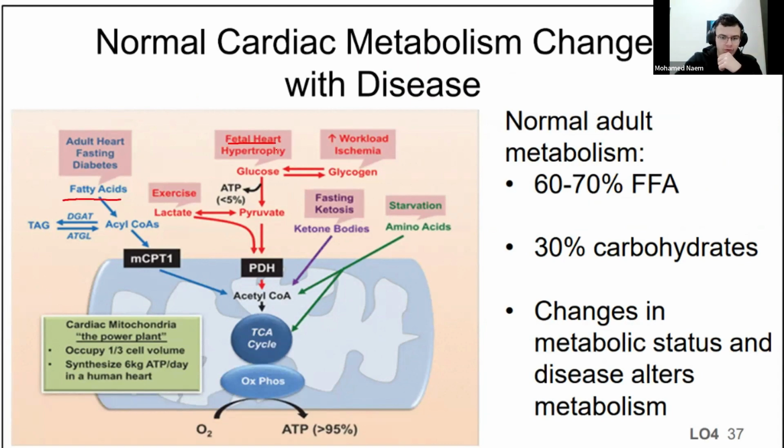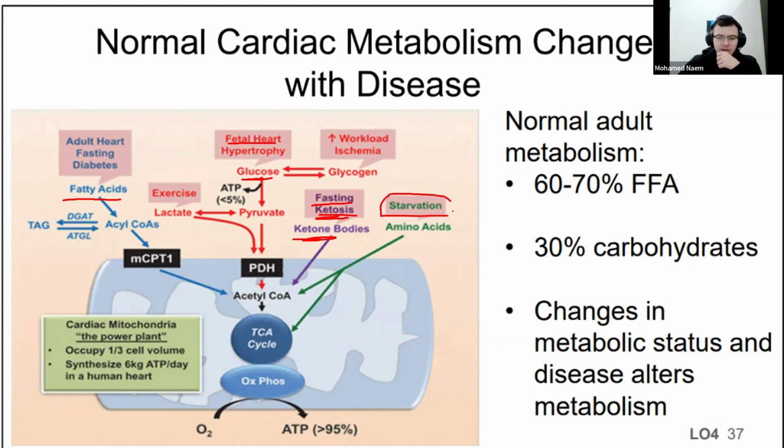In the fetal heart, you know what fetal is, right? Basically, the baby inside the belly of his mother, still not born yet. Their heart uses mostly glucose. And during fasting ketosis, you're going to use ketone bodies. You're fasting, you're producing ketones, so you're going to use them for energy.